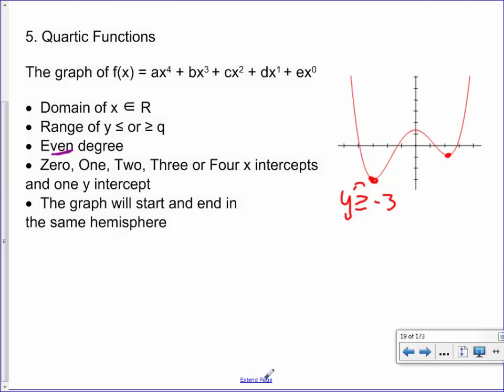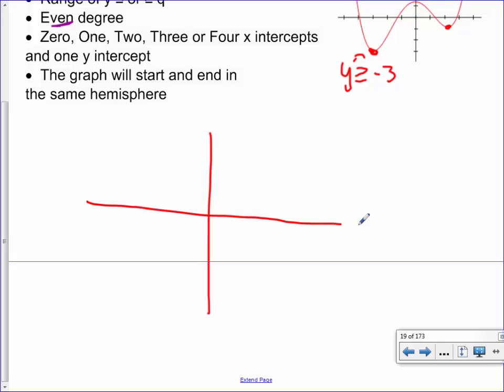Let me show you some examples of what this graph could look like. You know how quadratics always go top to top, or bottom to bottom? So that's why I wrote here it starts and then ends in the same hemisphere. So let's say it starts up here and ends down here. This could be a quartic graph. It looks like a quadratic, but there's that little bump in the middle. Does it have any x-intercepts? No.